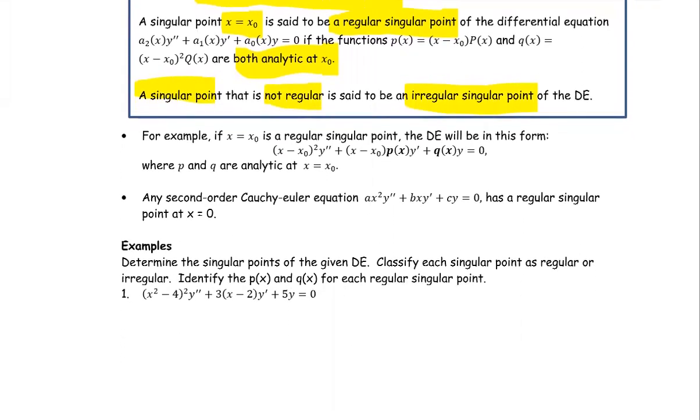For example, if x equals x0 is a regular singular point, the differential equation will be of the form (x minus x0) squared y double prime plus (x minus x0) times lowercase p(x) y prime plus lowercase q(x) y equals 0, where lowercase p and q functions are analytic at x equals x0. Any second-order Cauchy-Euler equation of the form ax squared y double prime plus bxy prime plus cy equals 0 has a regular singular point at x equals 0.